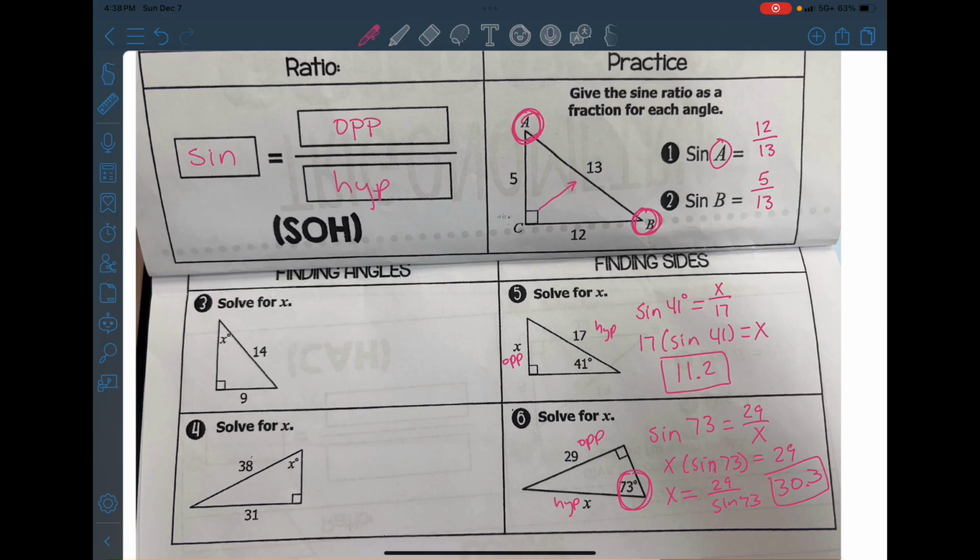So let's go over to number 3 here. We're looking for an angle, and that's a little bit different. Okay, if we still look at the sides we have, 9 is opposite angle x. This is my opposite, and 14 is my hypotenuse. So that tells me I'm going to be using sine. So sine of x, because I don't know what that angle is, equals opposite over hypotenuse.